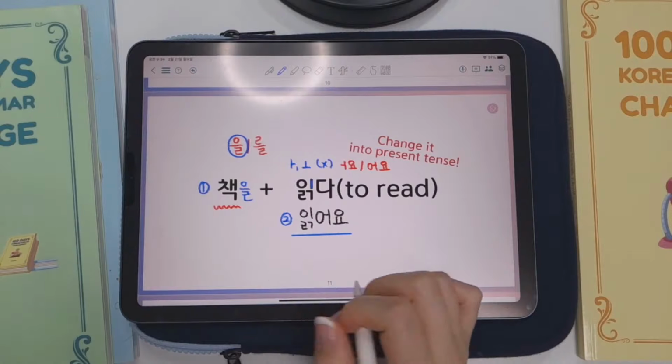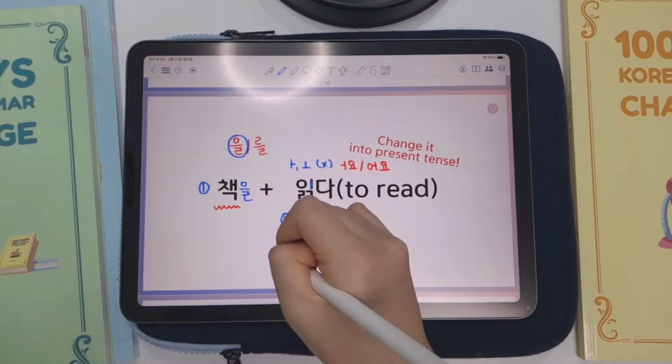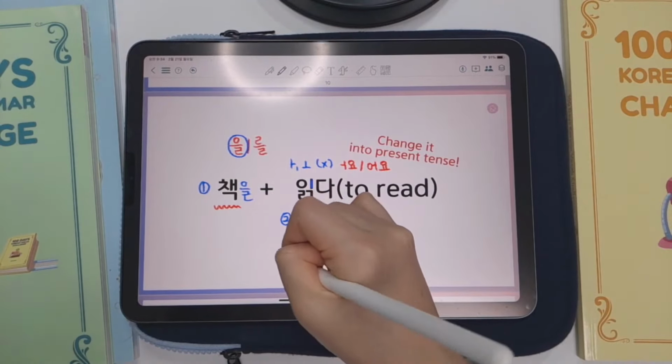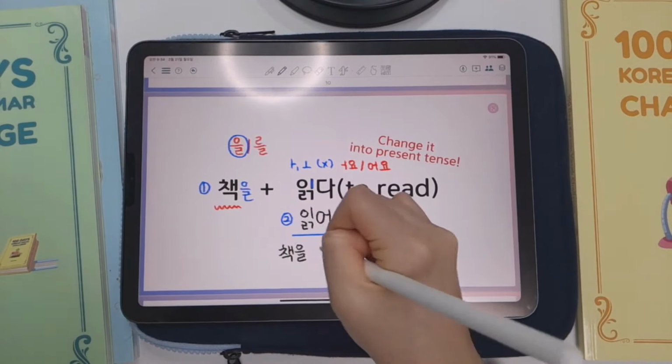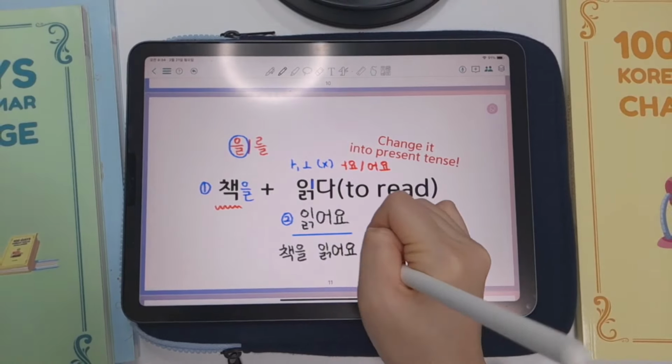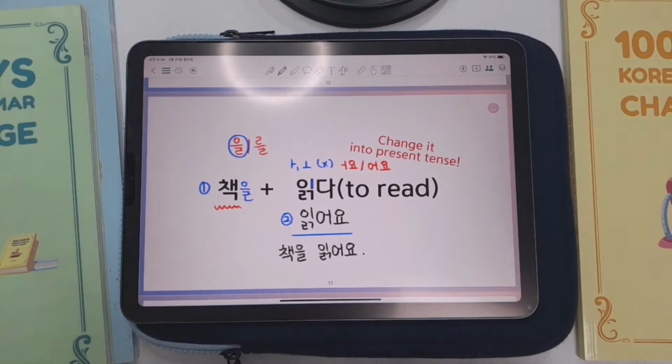Read a book. I'm reading a book. 책을 읽어요. Let me write here. 책을 읽어요. So if someone asks you, what are you doing? Then you can answer like 책을 읽어요.